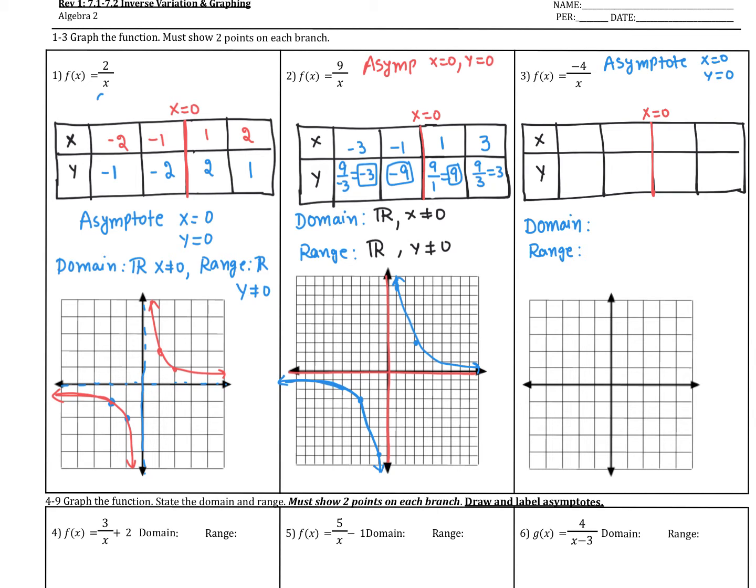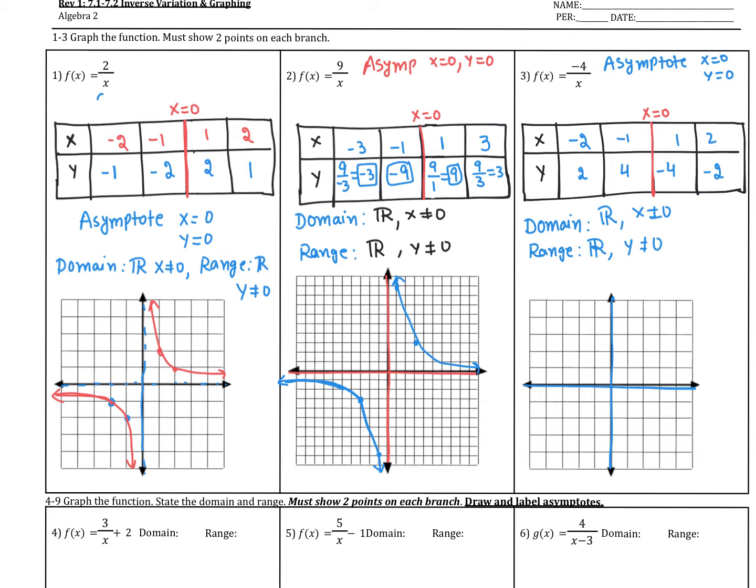For number 3, you're not taking x equals 0, but you can take a number that is left of 0 and right of 0. -4 divided by -2 would be 2. -4 divided by -1 would be 4. -4 divided by 1 is -4. And -4 divided by 2 is -2. Asymptote for this one is x equals 0 and y equals 0. All real numbers, x is not equal to 0.